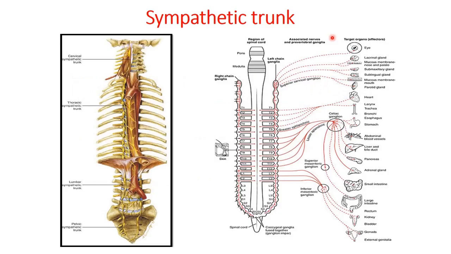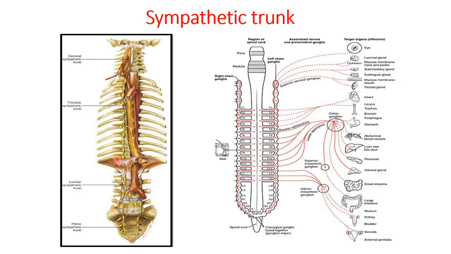The autonomic nervous system consists of sympathetic and parasympathetic counterparts. The sympathetic nervous system is responsible for the fight or flight response. When you see the sympathetic trunk, it extends vertically on both sides of the vertebral column. You can see from the base of the skull, it travels to the cervical region, thoracic region, lumbar region, sacral region, and ends at the coccyx, forming the ganglion impar.